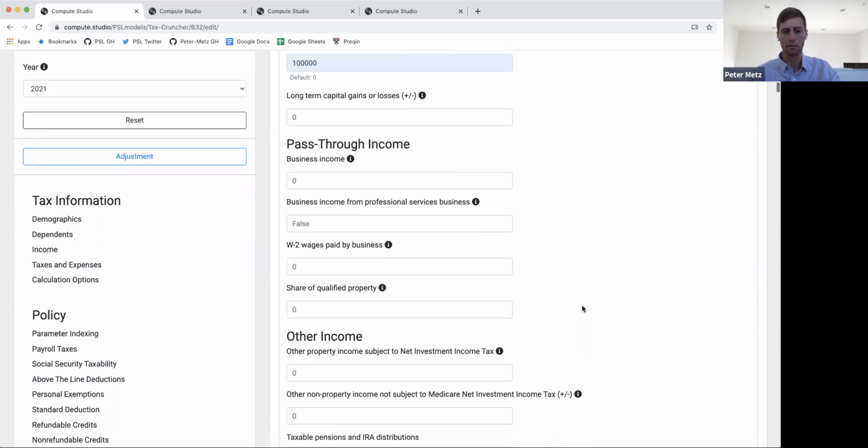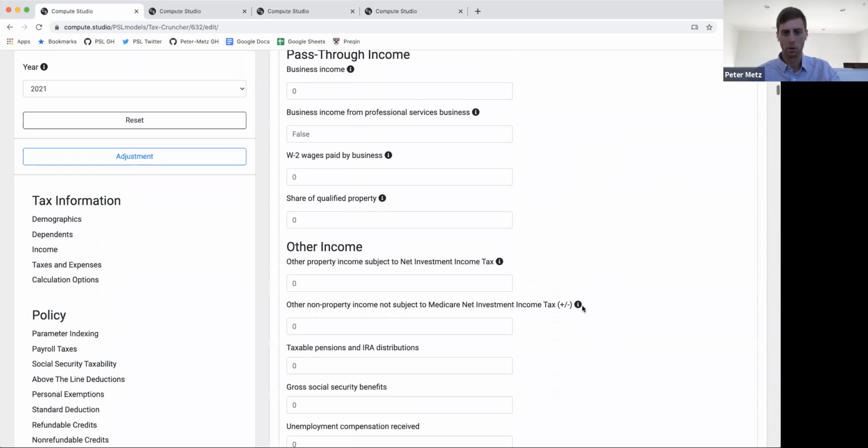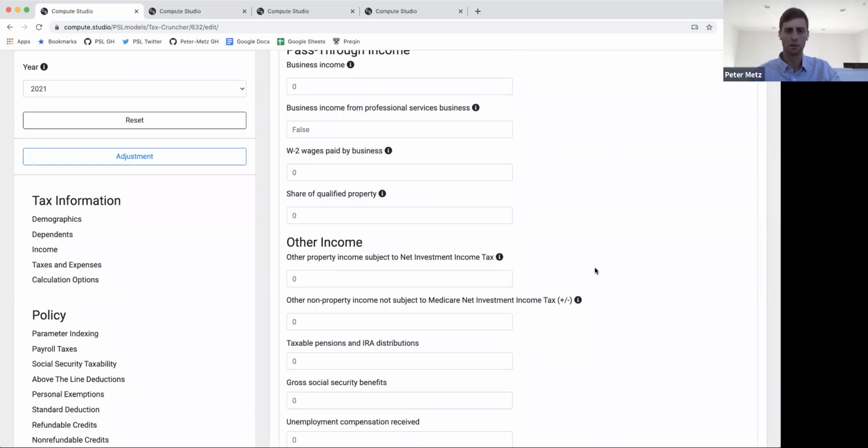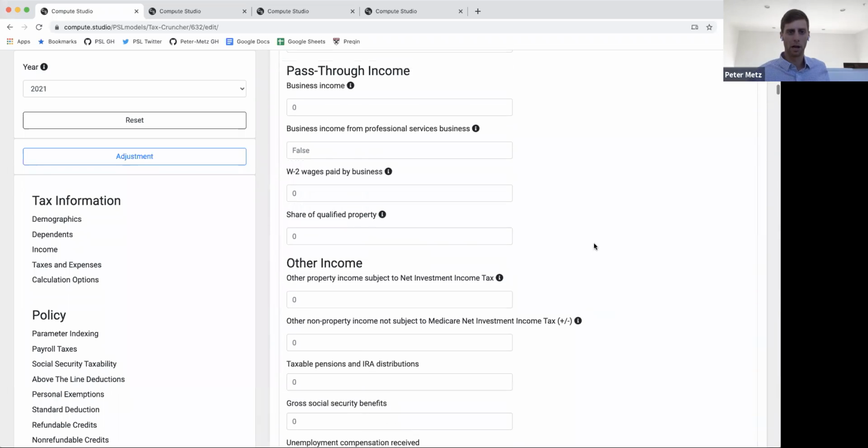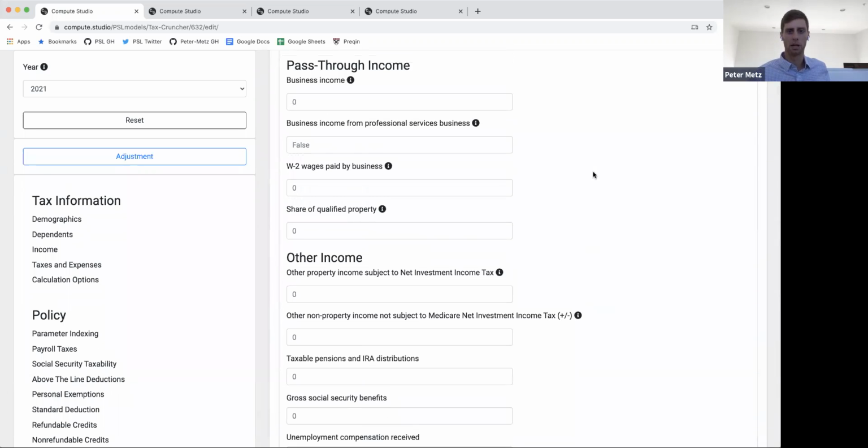No pass-through income, no other income. So we can just leave these defaults here, but this will give you a sense of how much detail TaxCruncher can handle. And if you ever have a question about these, what does this field mean? You can always hover over this i, and it gives a rundown of what should and shouldn't be included in these input fields.